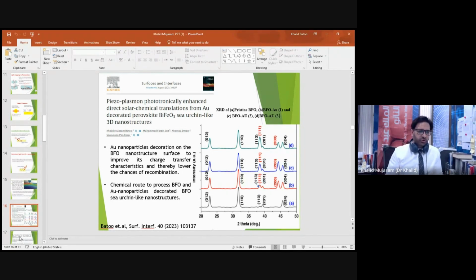As the population is very high, here we designed a BFO structure, and we tried to decorate it with gold. Gold is a very interesting material, and it helps in plasmon activity. The XRD shows us that as the bismuth ferrite was decorated with the gold, it did not show any impurity peak. That means it has completely taken the structure of the system, and the rhombohedral structure was verified.